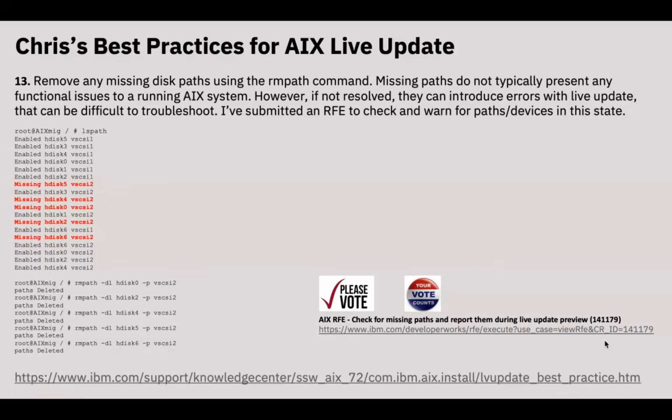Now, one of the things that I've done recently is I submitted an RFE so that when we perform a live update preview operation, we go and check for this. It would be really nice if they could tell us that, hey, you've got some missing paths. You might want to clean that up before you go any further with the live update operation. So I raised an RFE to try and have live update enhanced to include that output, or an option to include that output, so that we can be warned of this before we start the live update operation.